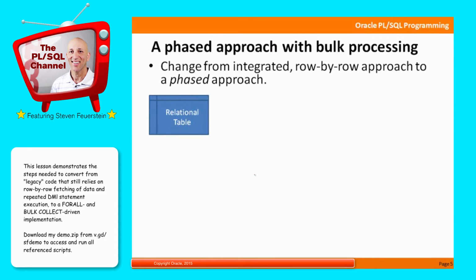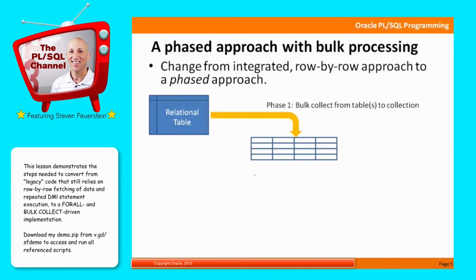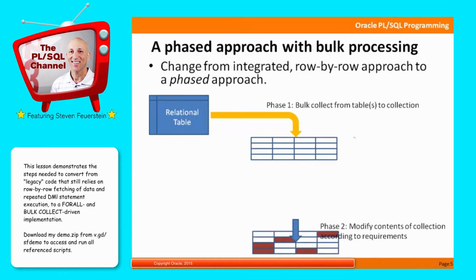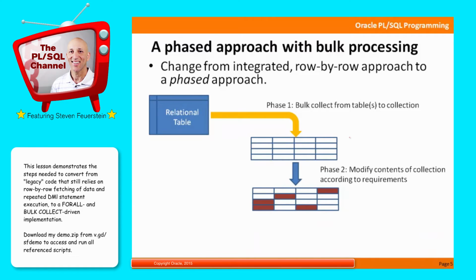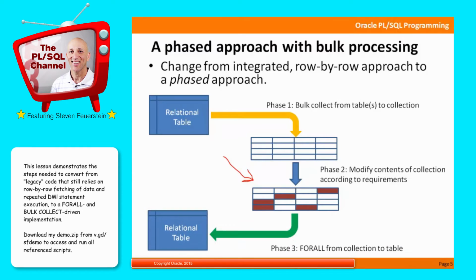So we've got data in one or more relational tables. And phase one is we get the data out from the tables as quickly as possible using BULK COLLECT. Whether we do an unlimited BULK COLLECT or use the LIMIT clause, which would be the preferred option for production code, we fill up the collection with data, or maybe multiple collections. Phase two is modify the contents of the collection according to your requirements. Maybe I need to change the salary, remove some rows, make all sorts of modifications, but do that within the collection itself using PL/SQL code. And then phase three, use FORALL to push the data back into the relational table.